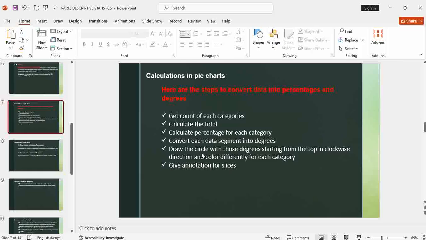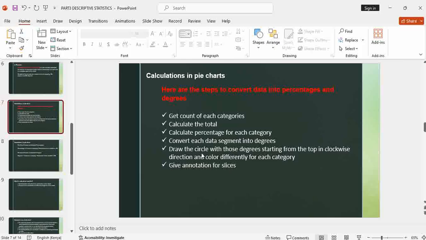The next step is to convert each category into degrees. This is again the same. You take the count for the specific category, divide it by the total population who responded to this question, and then multiply by 360 degrees so that you get the degrees for the people in this specific category.